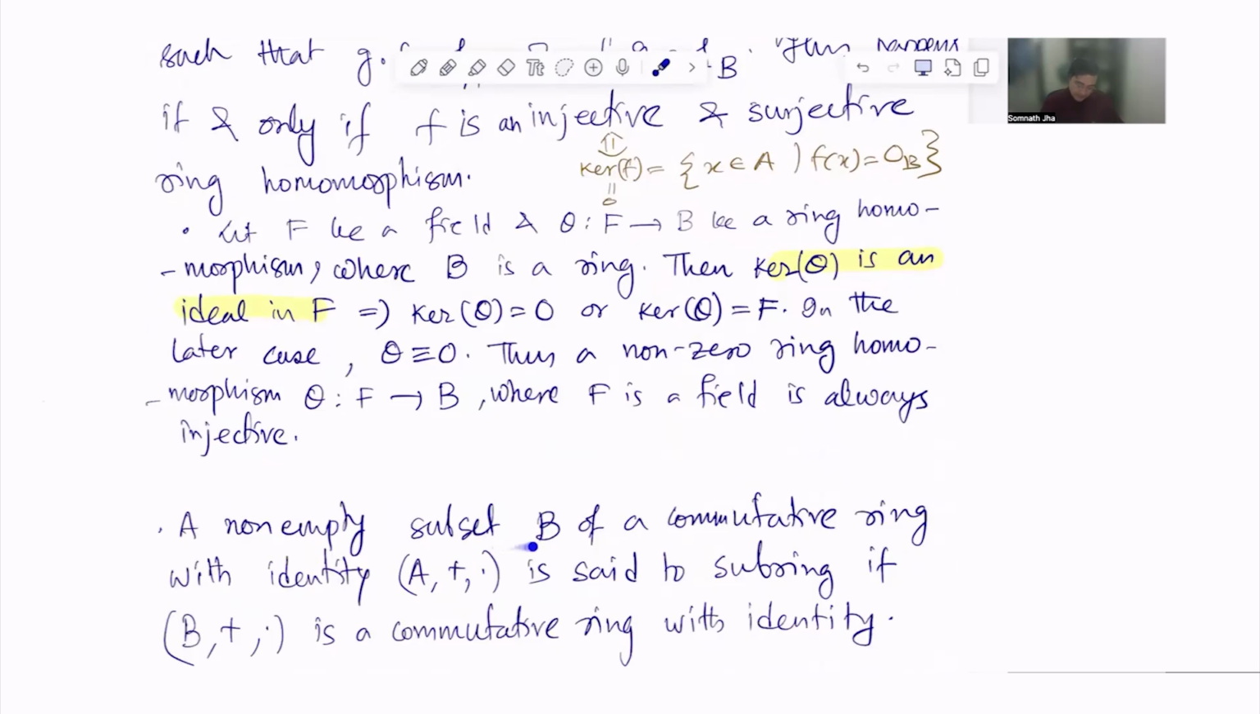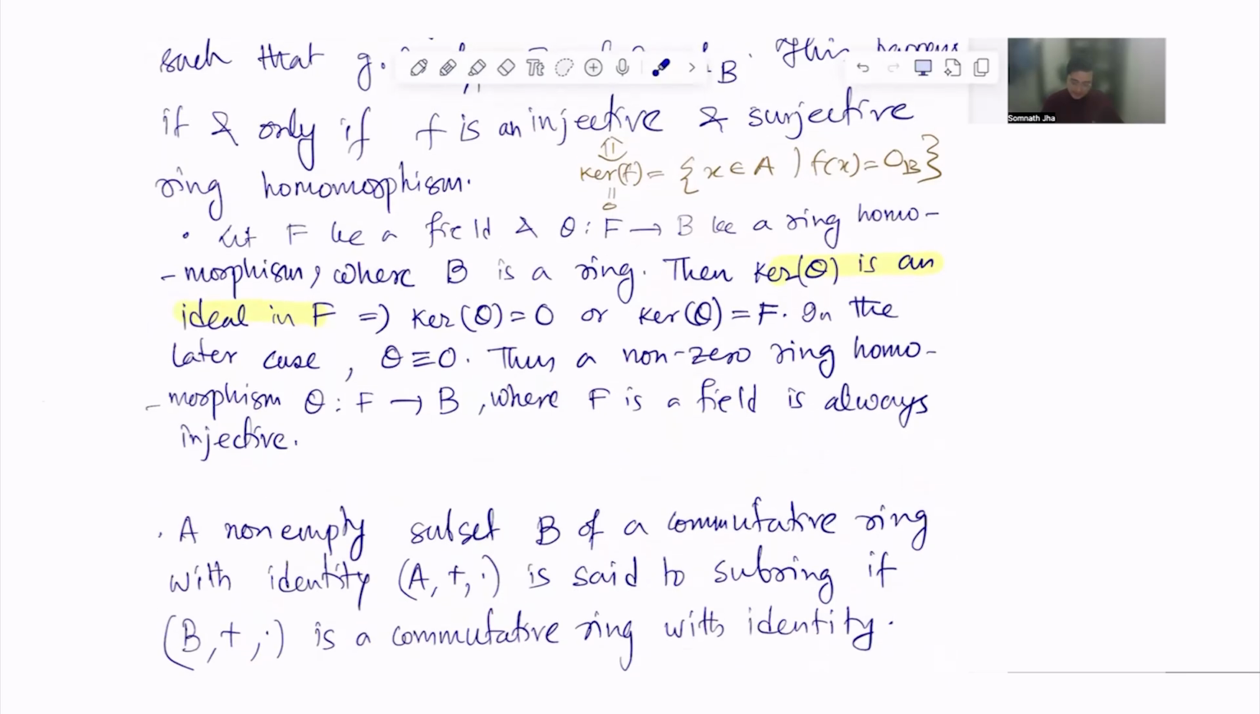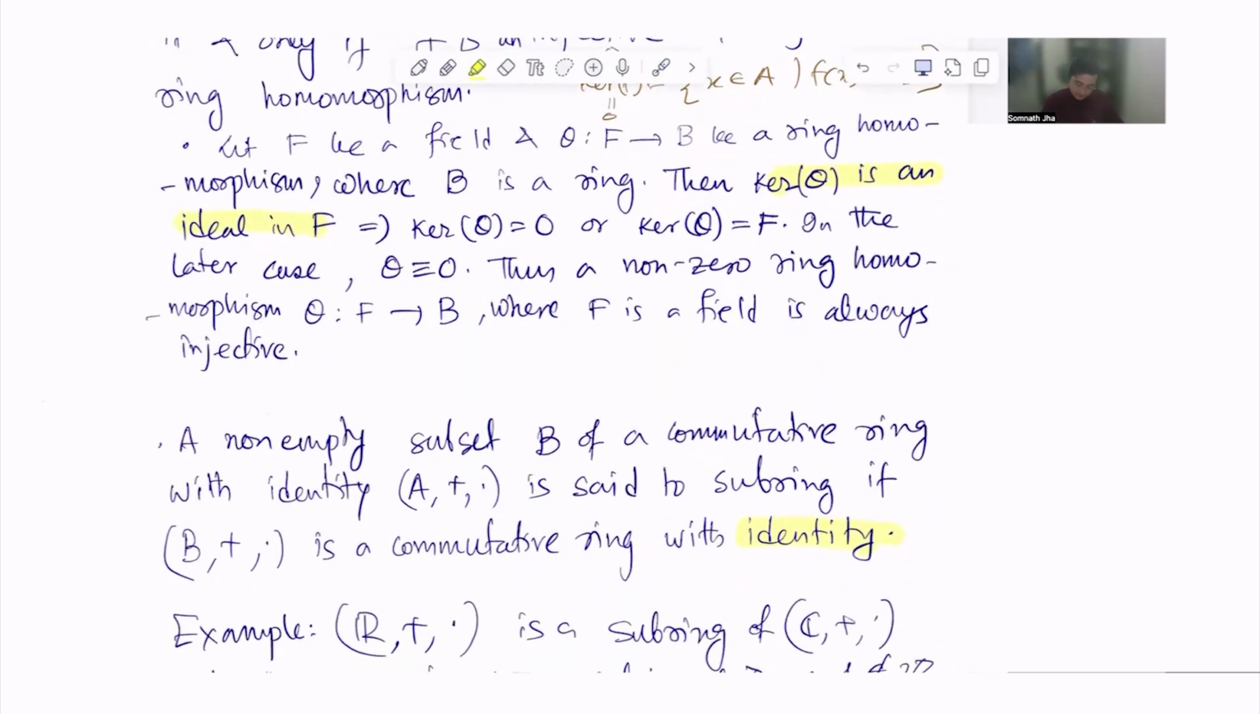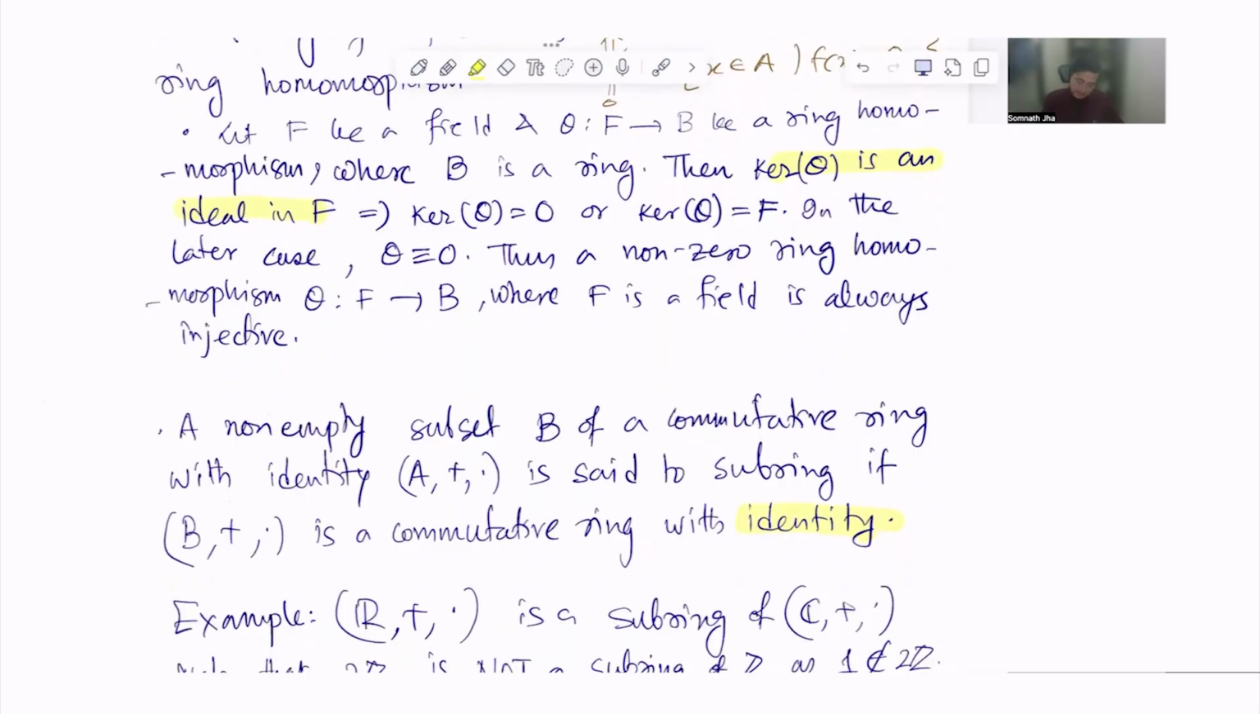Okay, so next, a non-empty subset of a commutative ring with identity is said to be a subring. So far we discussed the definition of ideal, but we also want to define subring at this point. A subset of a commutative ring is said to be a subring if, with respect to the same addition and multiplication, it forms a commutative ring with identity. Like most books, we insist that a ring should have identity. So for example, R with plus and dot is a subring of C with plus and dot. The set of real numbers is a subring of the set of complex numbers.